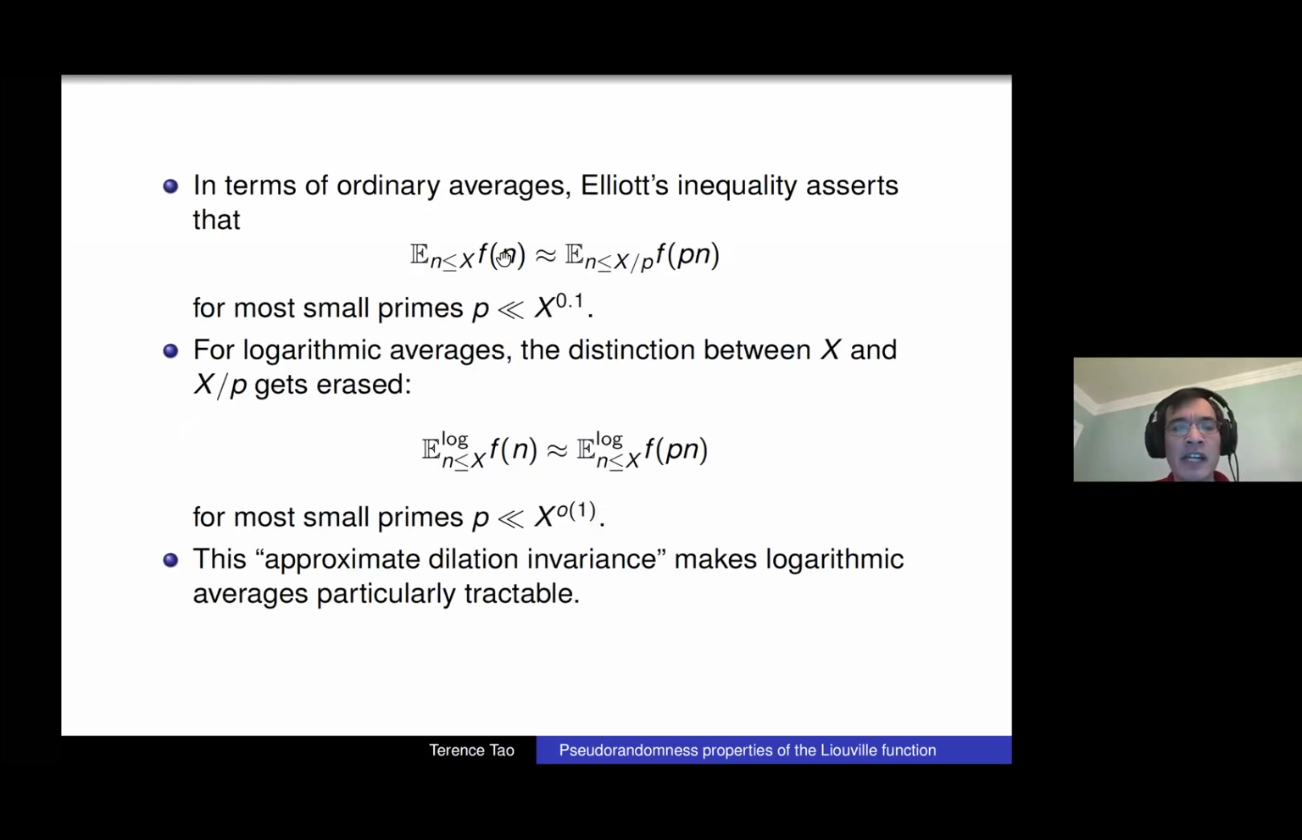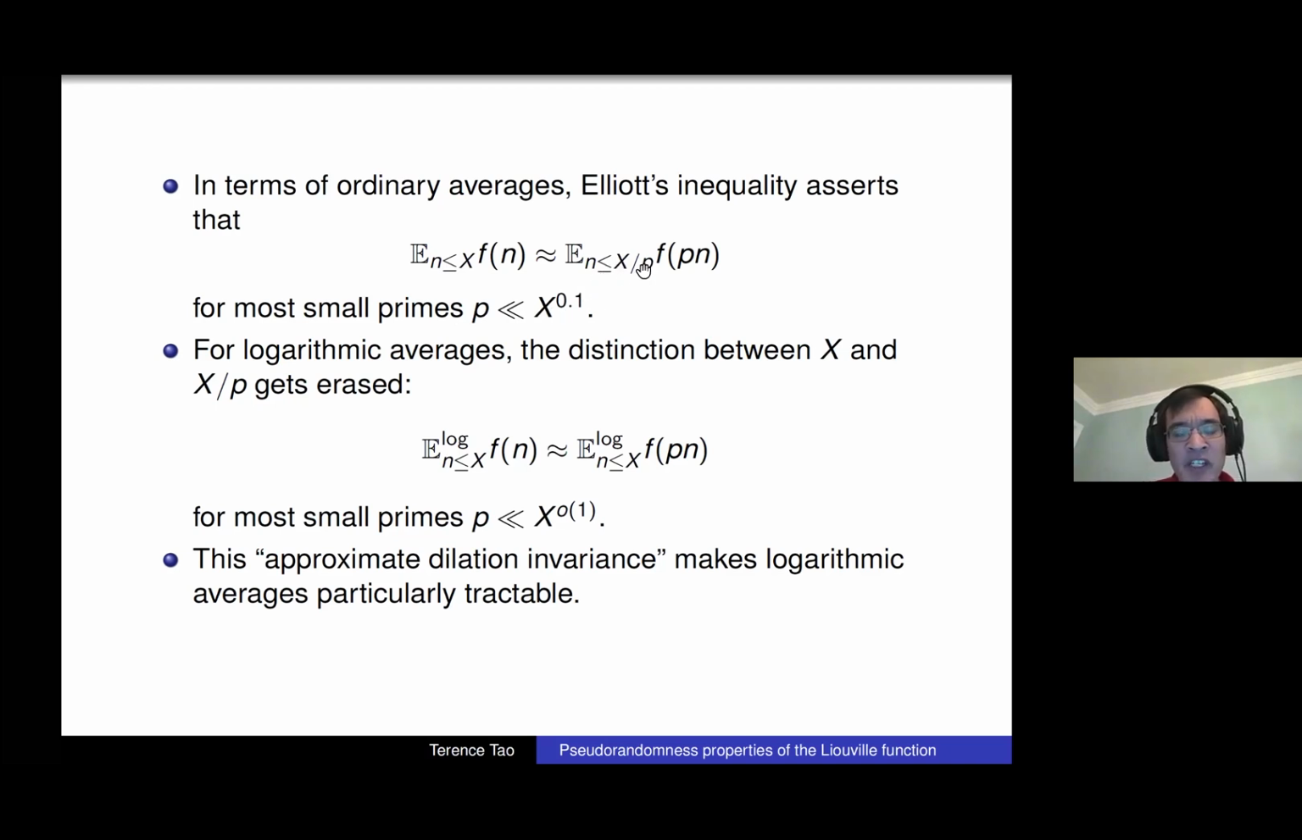So in particular, if you're averaging a function from n to x up to x, then for most primes p, that's like averaging over multiples of p, which after change of variables is like averaging up to x over p, f of pn. So you get this sort of dilation formula. It's like you can change variables, you can scale by p. So if you had a continuous integral here, if you integrated f from 0 to x, you could change variables and integrate up to x over p, f of pt dt. For continuous functions, you can change variables. And normally for discrete sums, you can't change variables like with dilation, but Elliott's inequality says that you kind of can, at least for most primes p.